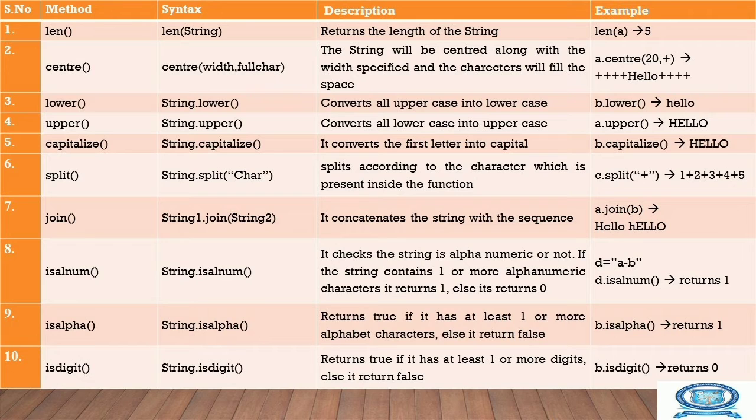Then the next method is lower. We access it using string.lower, so the syntax is string.lower. It converts all the uppercase letters into lowercase letters. The capital letters will be converted to small letters. For B.lower, we have given B as HELLO, and all the uppercase letters convert to small letters, hello. The next one is upper. This method converts all the lowercase letters to uppercase. In the example, hello becomes all capital letters, HELLO.